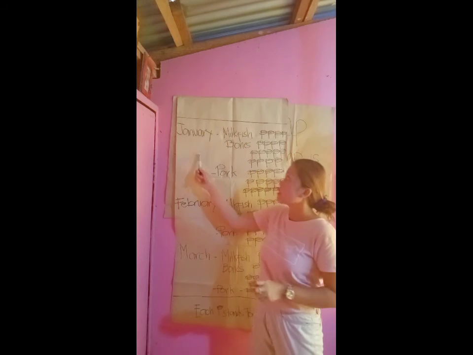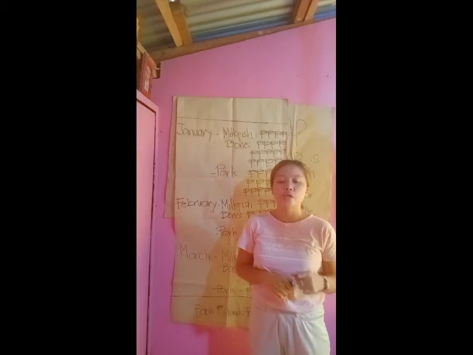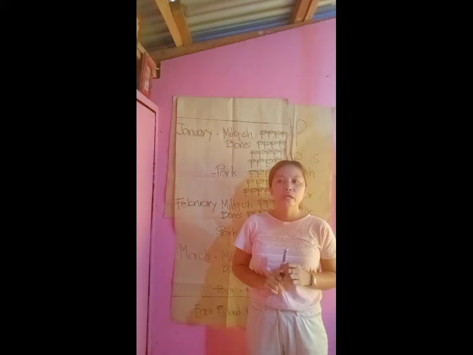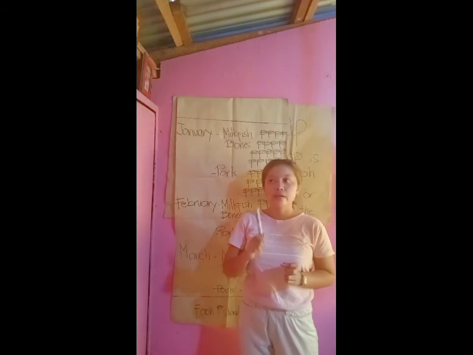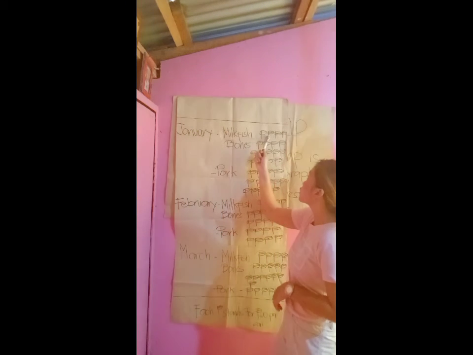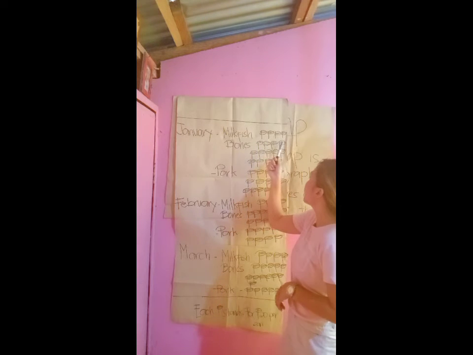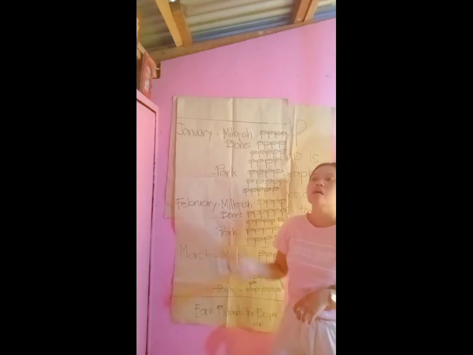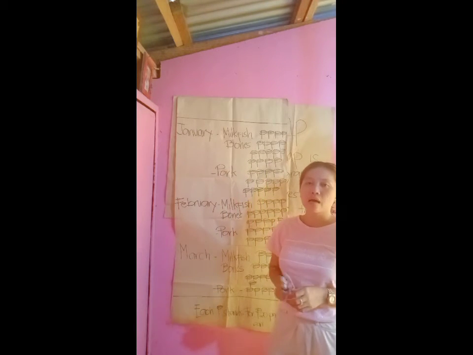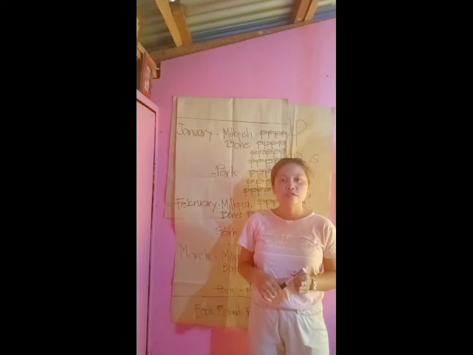In the month of January, our sales of milkfish bones is 340. And where did we get this 340? So here it goes. 1, 2, 3, 4, 5, 6, 7, 8, 9, 10, 11, 12, 13, 14, 15, 16, 17. 17 peso signs times 20 equals 340.